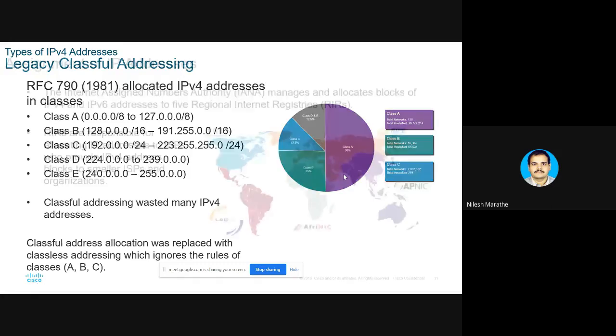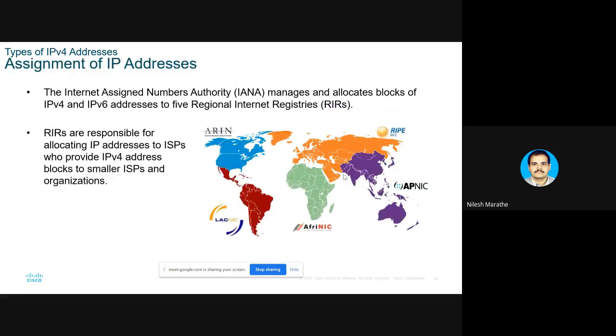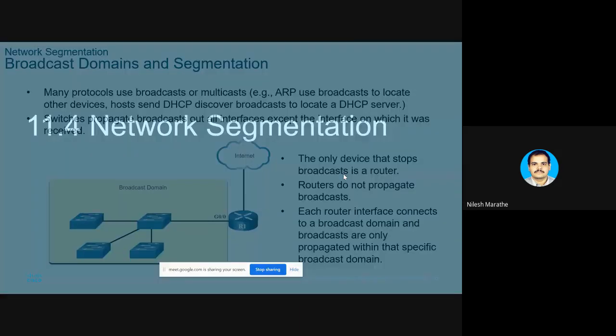So this is IP assignment. There is an authority called the Internet Assigned Numbers Authority that is responsible for regional heads and the allocation of the IP ranges for the respective ISP providers. Let me say, as network segmentation.